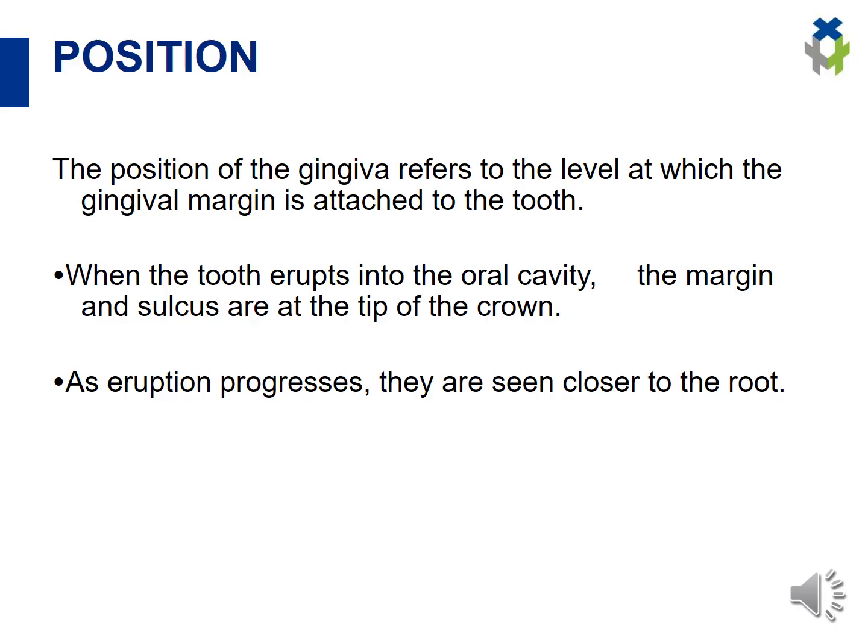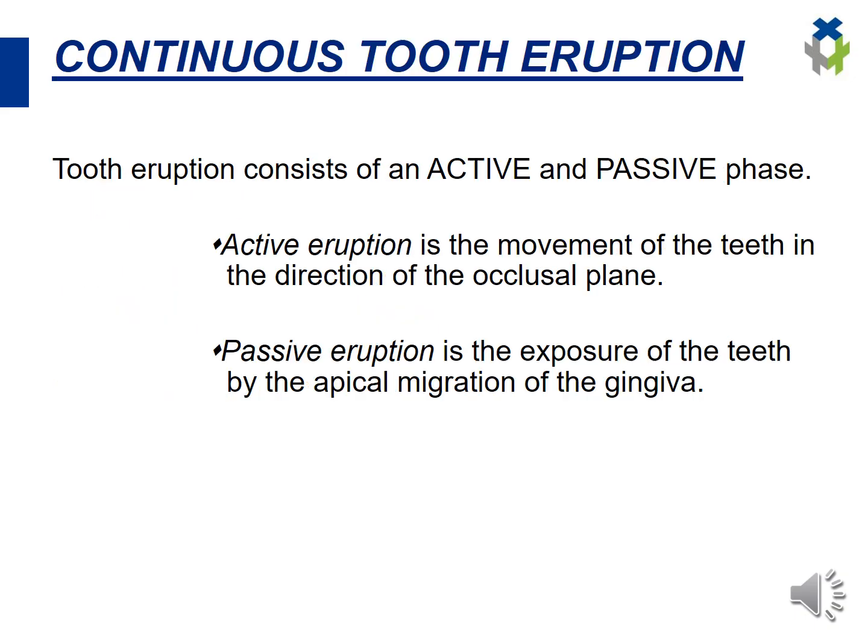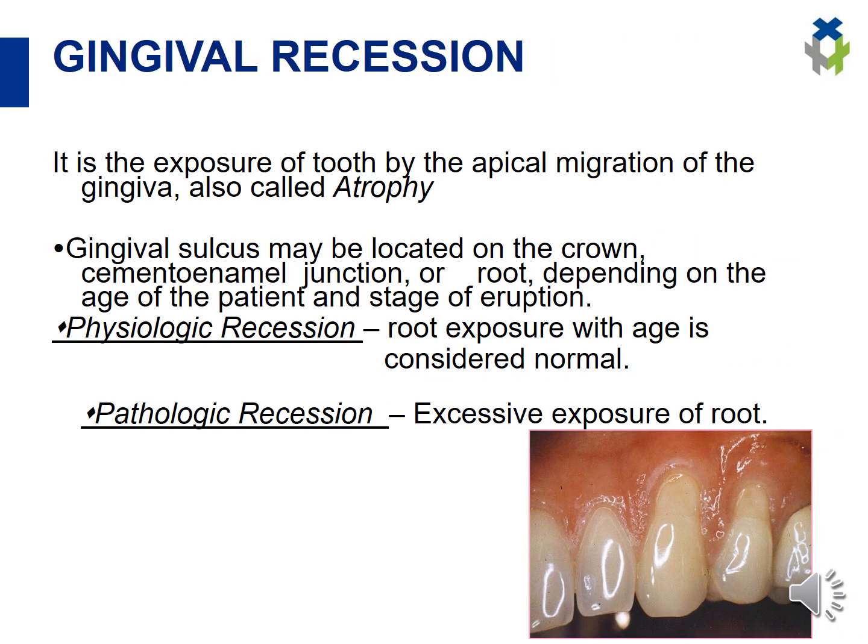The position of the gingiva refers to the level at which the gingival margin is attached to the tooth. When the tooth erupts into the oral cavity, the margin and sulcus are at the tip of the crown. As eruption progresses, they are seen closer to the root. Tooth eruption consists of active and passive eruption. Active eruption is the movement of the teeth in the direction of the occlusal plane. Passive eruption is the exposure of the teeth by apical migration of the gingiva.